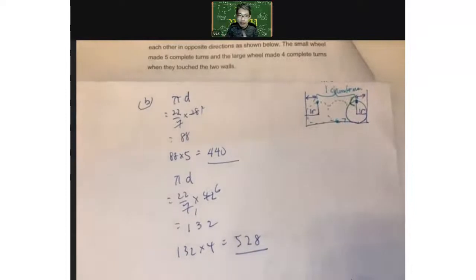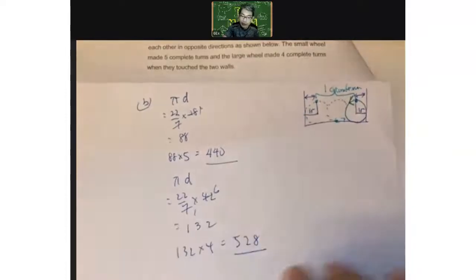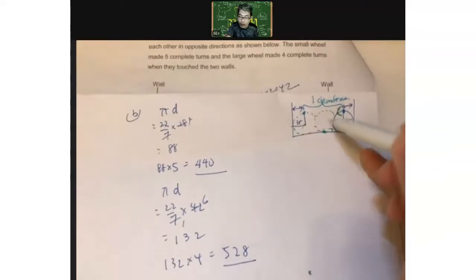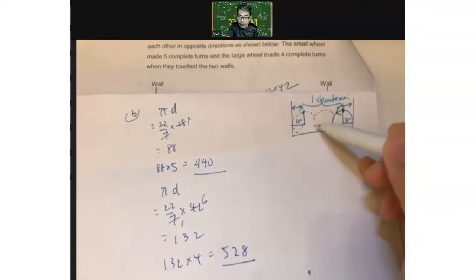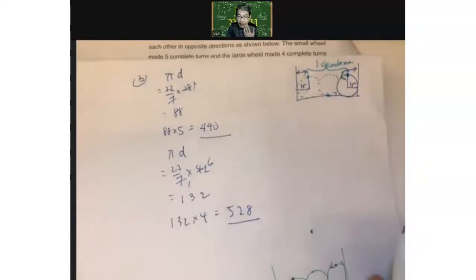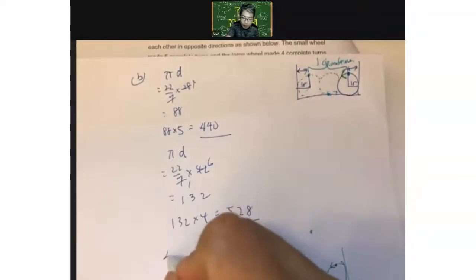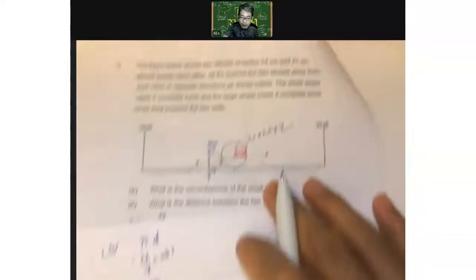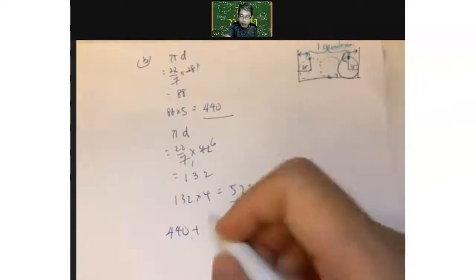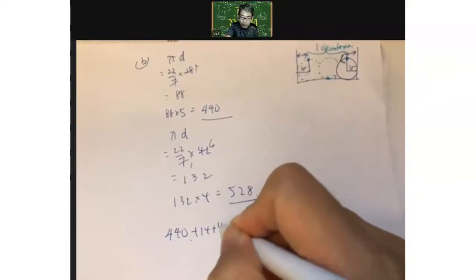Now the mistake right now is just to add these two numbers, and that will be a mistake, because then you're missing out on the 2 radius of each circle. So how do we add them in? I need to have my 440, the small circle, plus 2 of the radius. 1 radius is 14, right? 2 of them will be plus 14, plus 14.